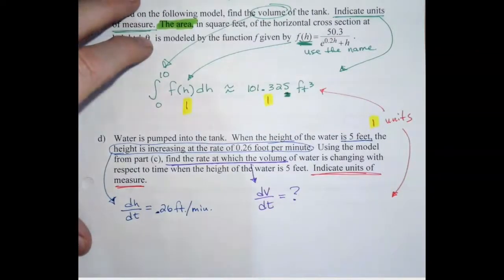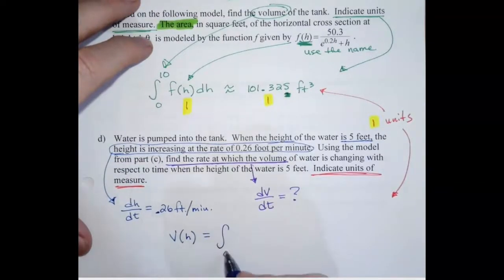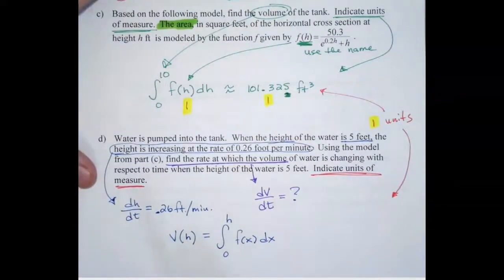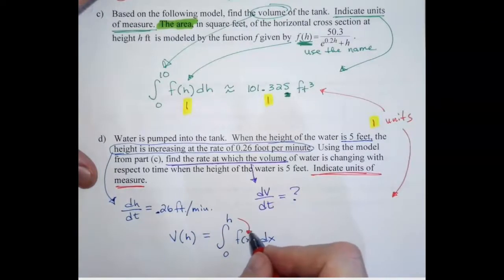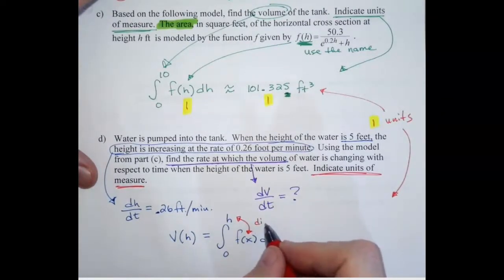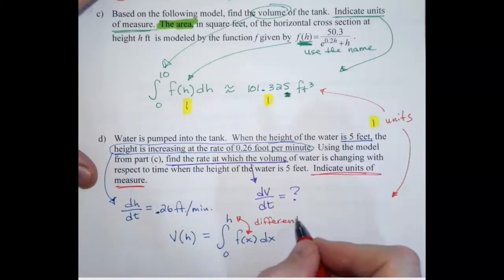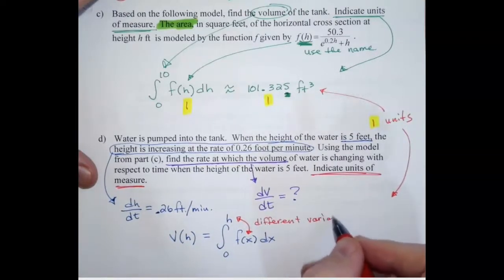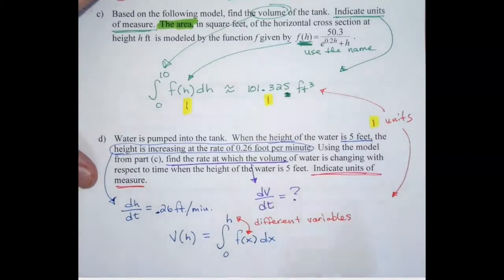Okay, so let's think about this for a second. We had the volume in terms of h was equal to the integral from 0 to h of f of x dx. Now, you want to be careful here. You want to make sure that these are different variables. That matters. Because we're about to take the derivative of both sides. So that was for volume.